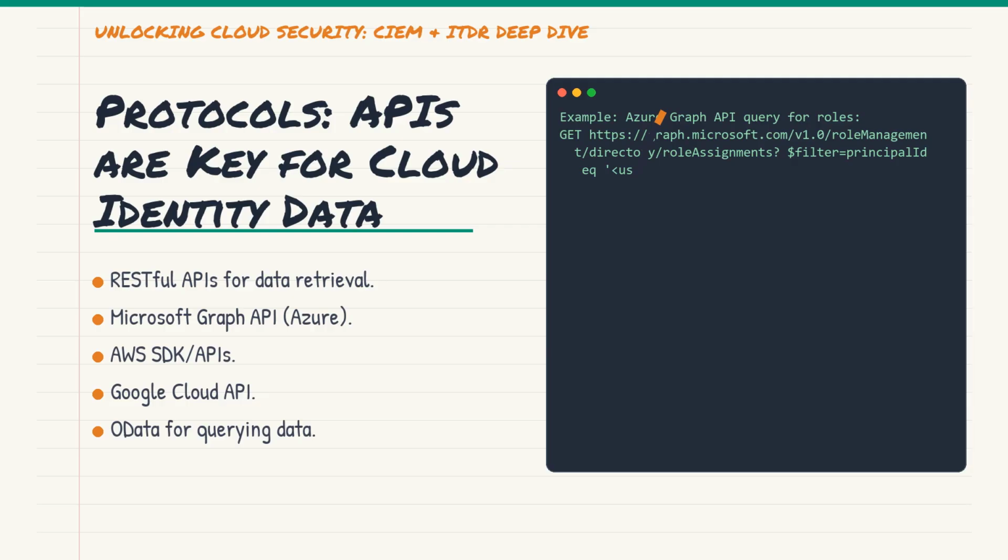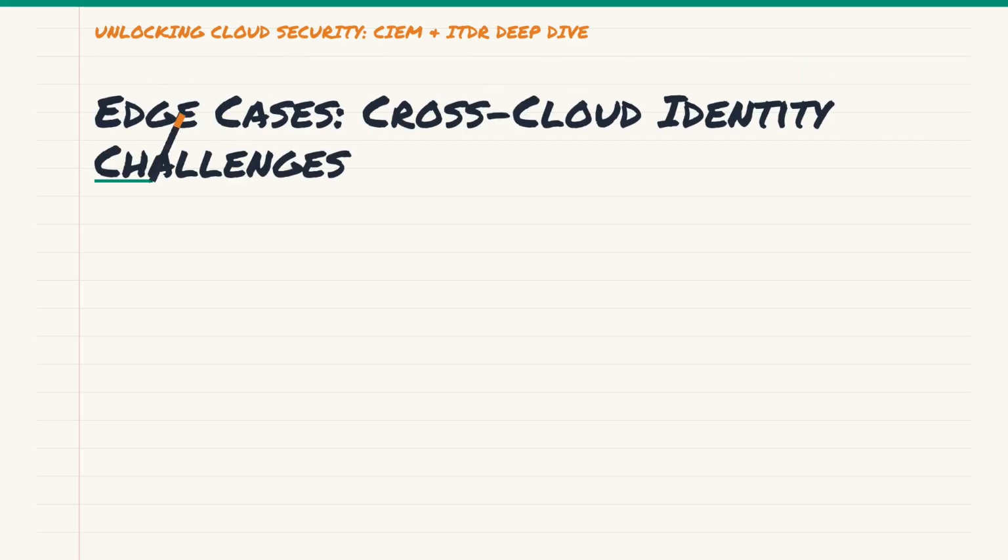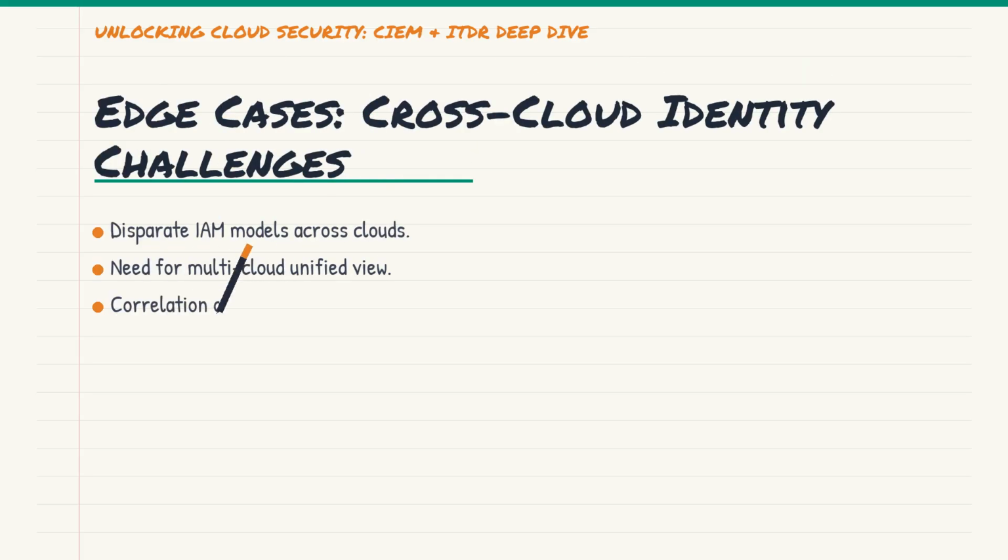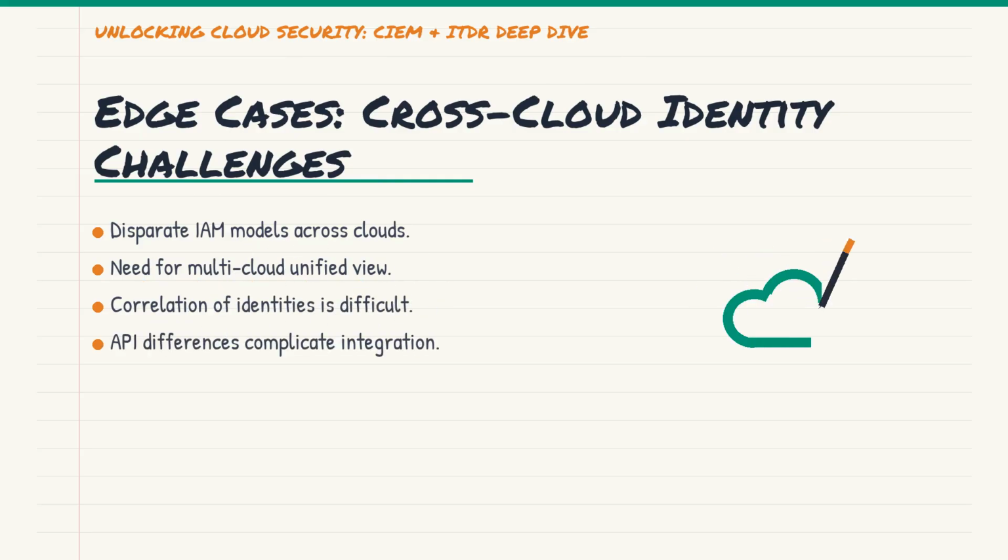What happens if you are running workloads across Azure, AWS, and GCP? This is where it gets complex. A single SIEM tool might struggle to provide a unified view. You might need a specialized multi-cloud SIEM solution, or you'll need to integrate findings from separate tools. The challenge is correlating identities and entitlements across disparate systems, each with its own API and IAM model. It's like trying to manage one big household inventory when you have 3 separate storage units with different cataloging systems.